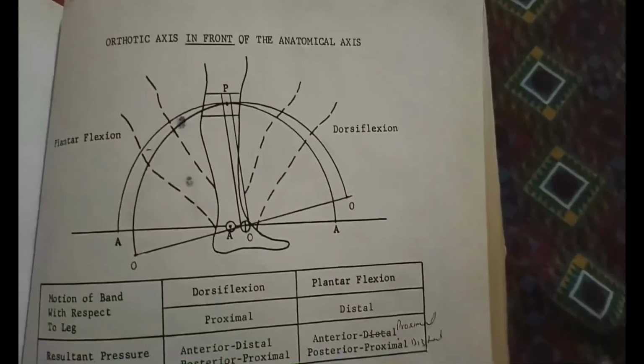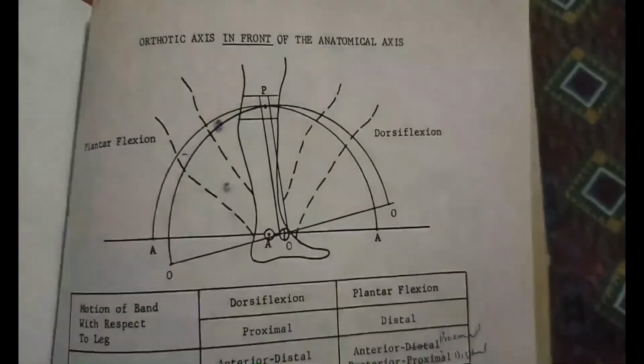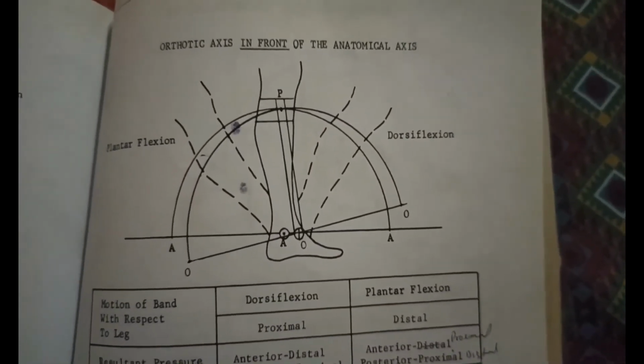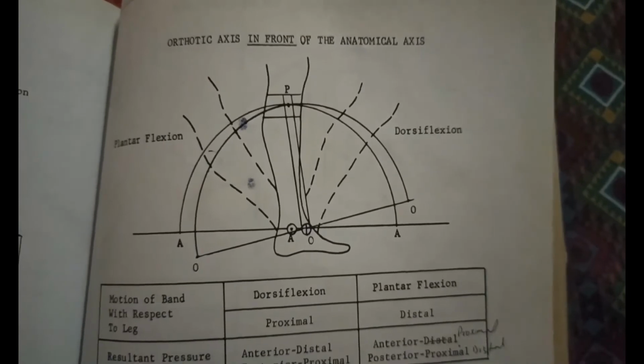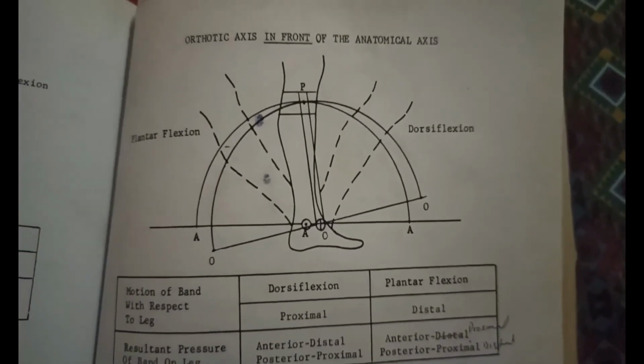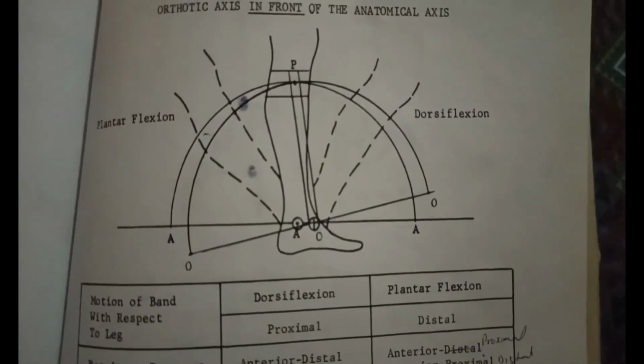Here is the third condition of malalignment, in which the orthotic joint is in front of the anatomical joint. It is quite different from the previous two, as the band not only moves proximally and distally, but also moves in a tilted position. For determining the position of the band with respect to the leg, we have to consider the arc of O and A.